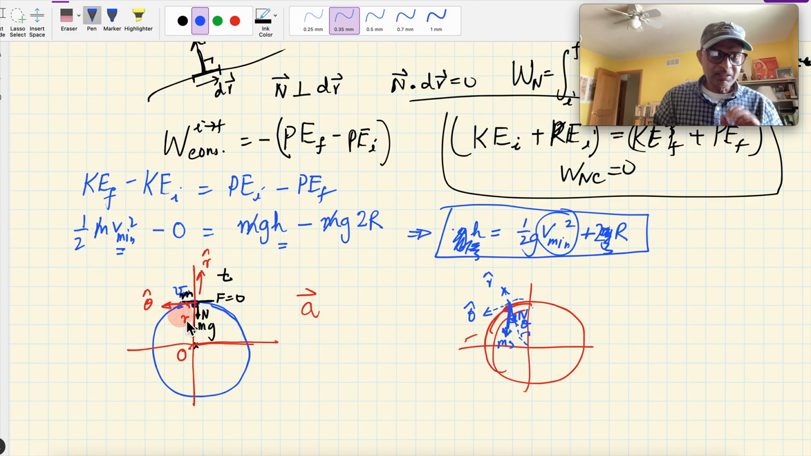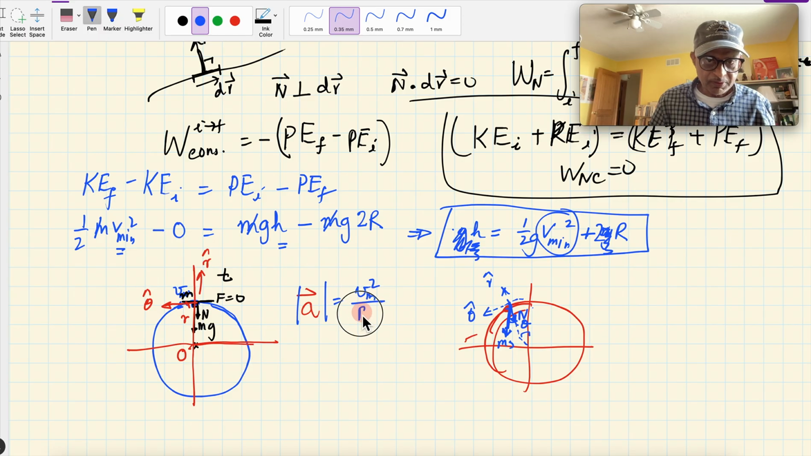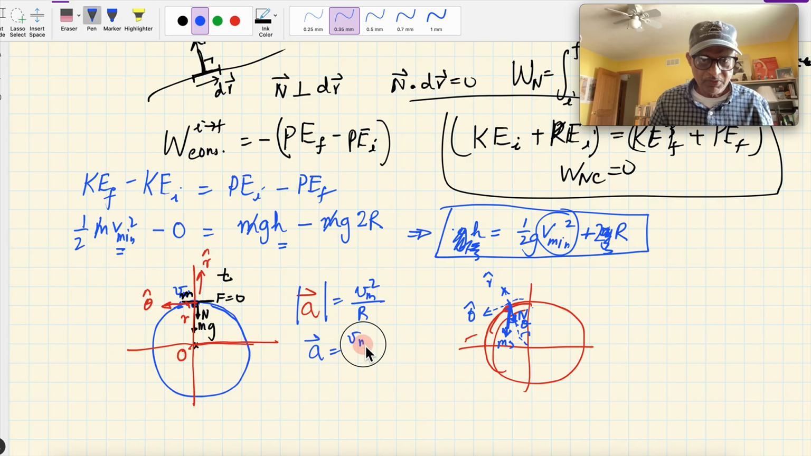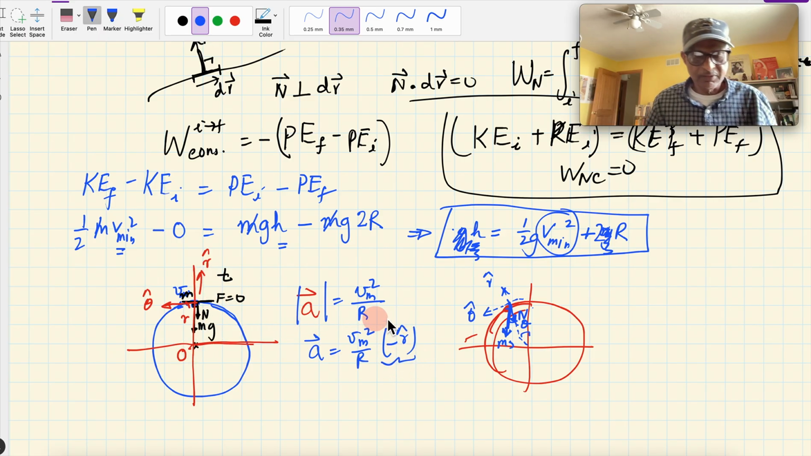But over here it's just a tangential, just radial component. This is v_m squared over r, and this is the radial direction. So if you look at A, it is v_m squared over r in the minus r hat direction. The direction is towards the center, okay?